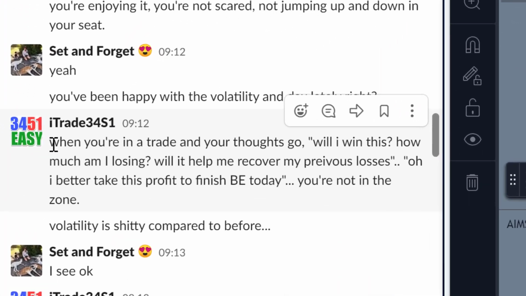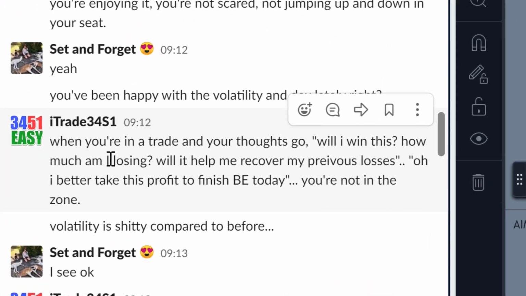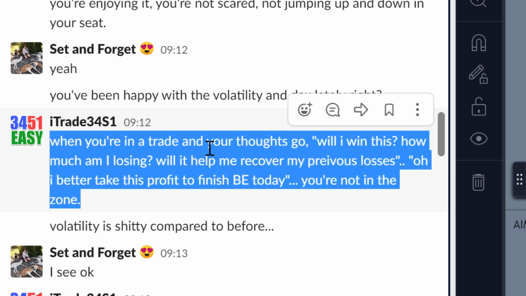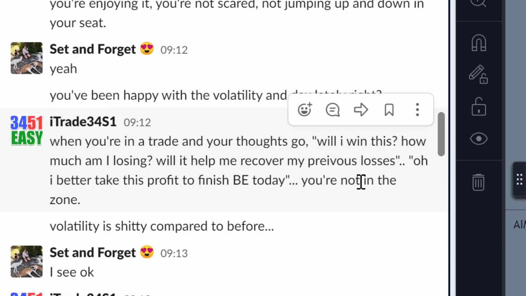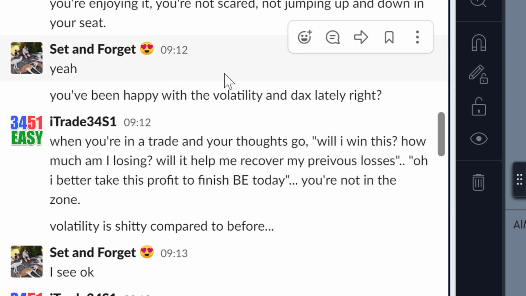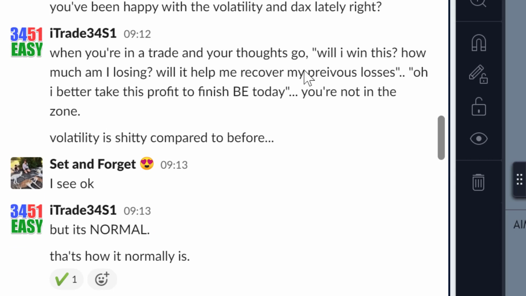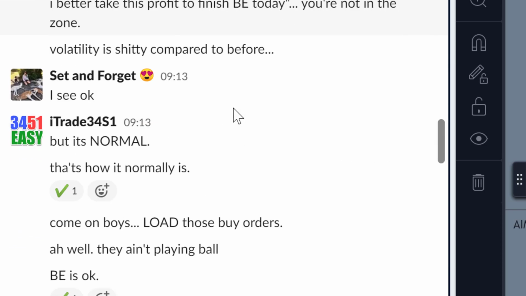So here's a bit of mental support. I talk about the psychological side of trading. When you're in a trade and your thoughts go, will I win this? How much am I losing? Will it help me recover my previous losses? Oh, I better take this profit to finish break-even today. That means you're not in the zone. And if you're not in the zone, you're not going to be objective. So you will make mistakes. It is a beautiful game, as long as your emotions are in check and you're not too scared, or stuff like that.